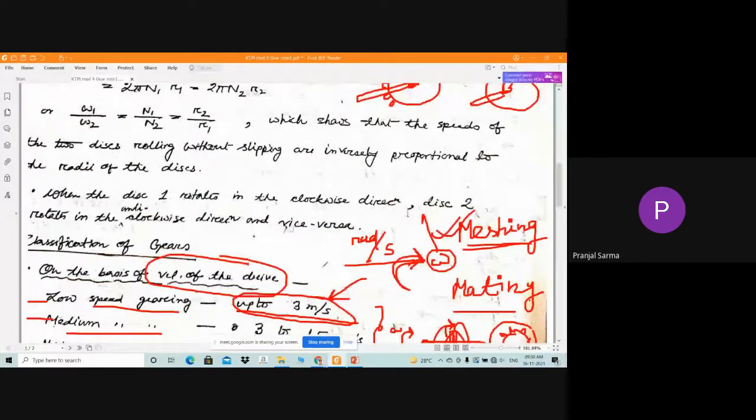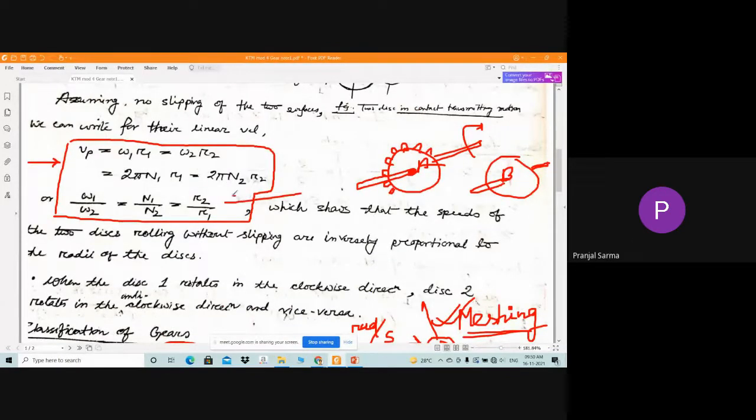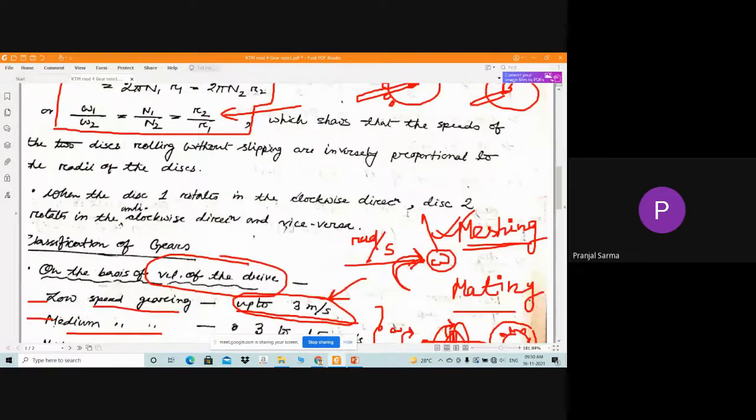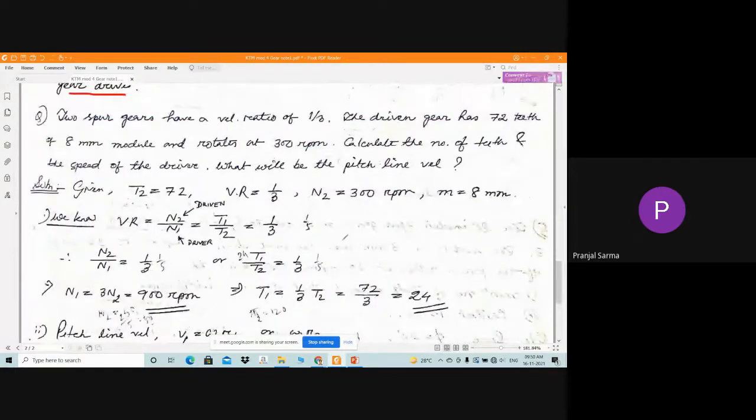Now based on this data, we'll go for a very small problem, a very basic one. By this time we already know about the velocity ratio, and we also know its dependency on the size and all. So based on those data, we'll see how we can find out, by solving a very small problem. Is that okay?